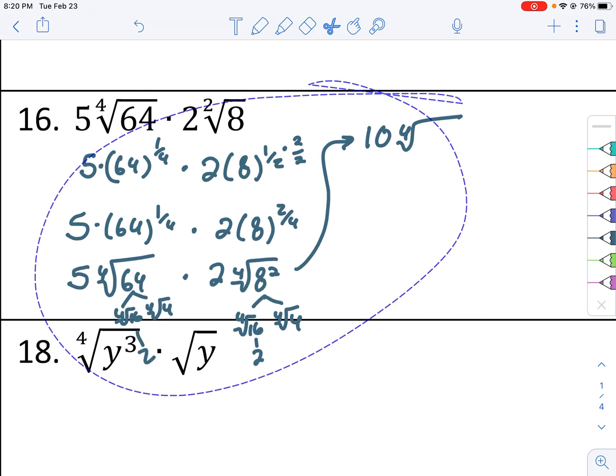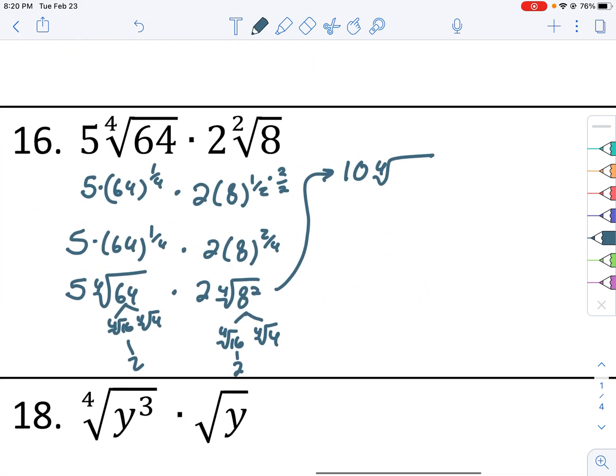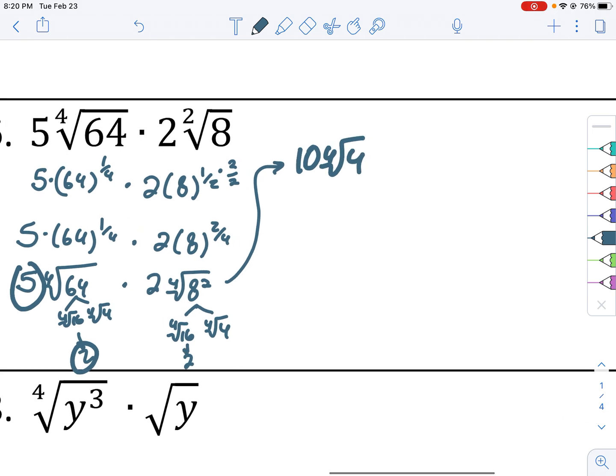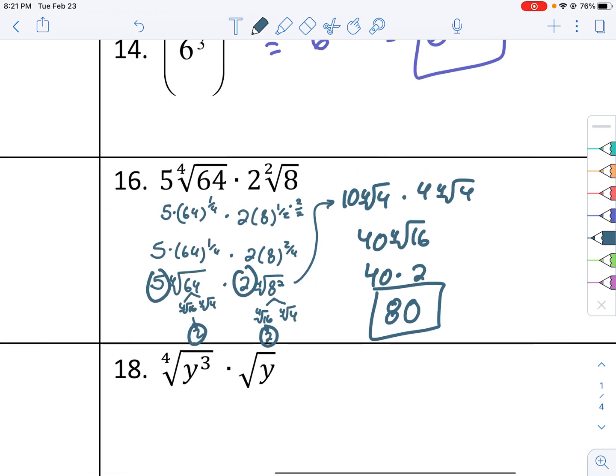I need to make this smaller. So erase this step right here. So we have 2 times 5 gives us 10, 4th root of 4. 2 times 2 gives us multiplied by 4, 4th root of 4. 10 times 4 is 40. 4th root of 4 times 4 is 16. So that's really 40 times 2, which then gives us 80.